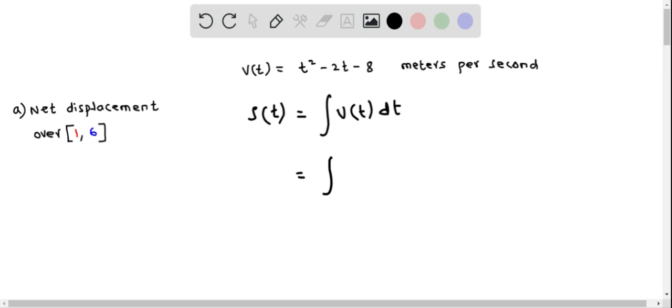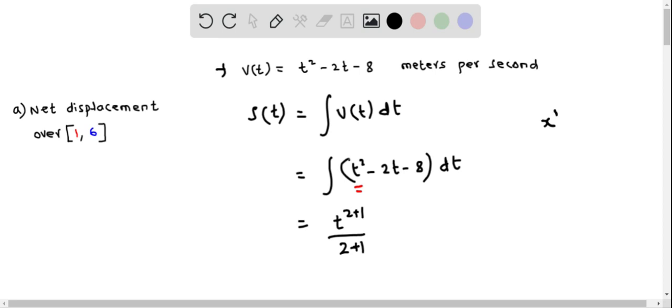So let me replace the velocity function as given over here, which is t squared minus 2t minus 8 dt. So let's integrate each term one by one. First we integrate this t squared. We can use the power rule of integral. When we do that, the integral of t squared is t raised to the power of 2 plus 1 over 2 plus 1. We can recall the power rule, that is when we integrate x raised to the power of n, this equals x raised to the power of n plus 1 over the same number n plus 1.